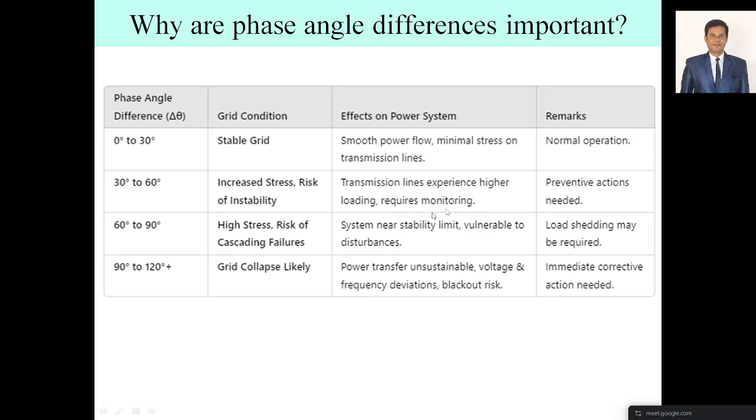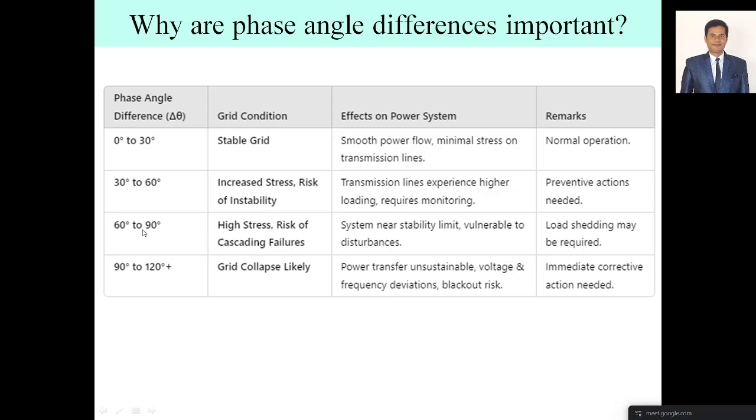So if the phase angle is getting increased, overloading will occur. That is, transmission lines will feel the higher loadings. Severe and serious monitoring should be taken. Why is this happening? Why is the grid going to instability? The preventive action should be taken immediately.